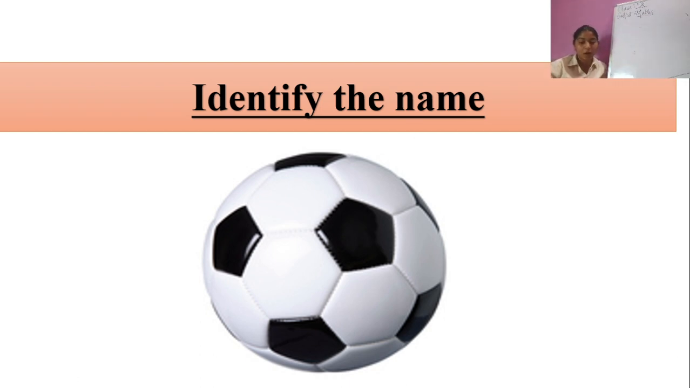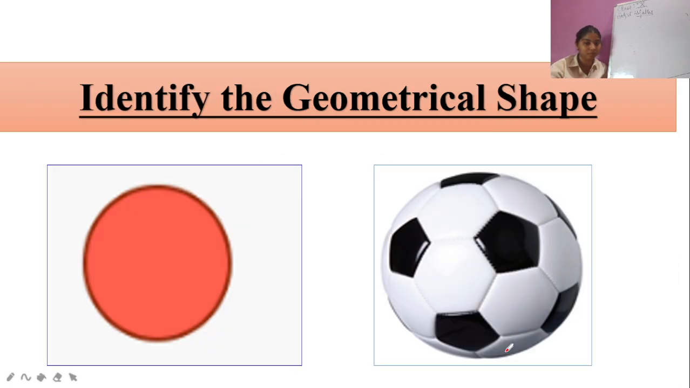Students, do you find any shape in it? You have to find the geometrical shape. On the left hand side, what kind of shape is it? Yes, it is a circle. Okay students, so what about this football? Is this football also a circle or any other shape? Is it a two-dimensional shape or a three-dimensional shape?